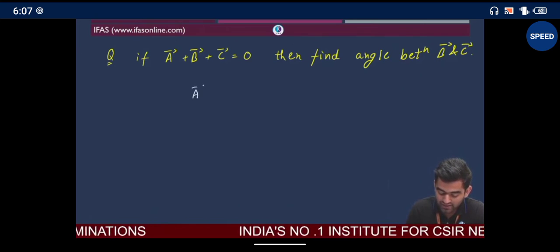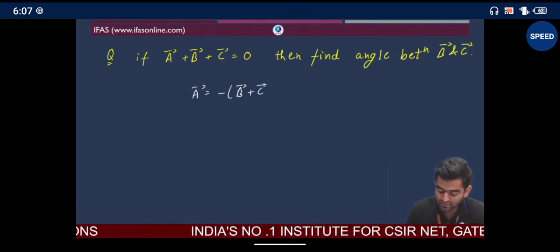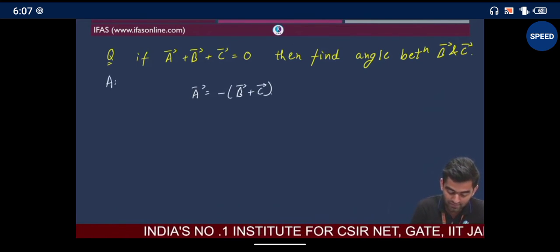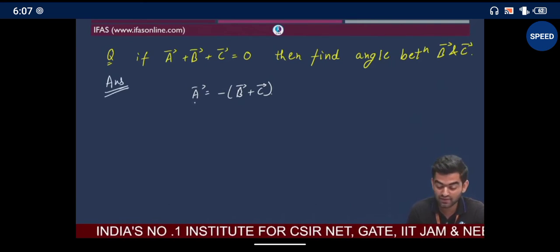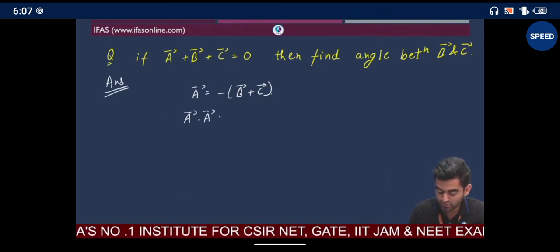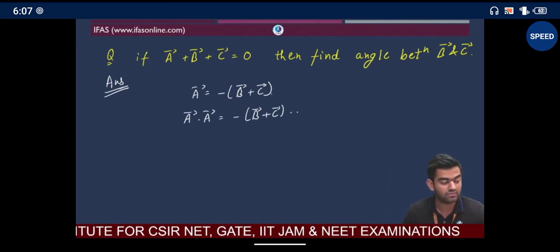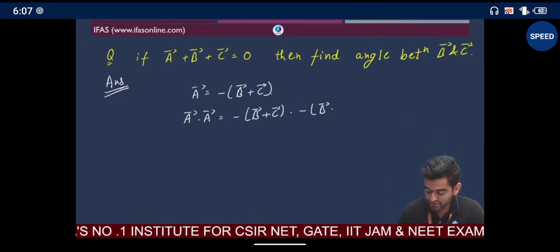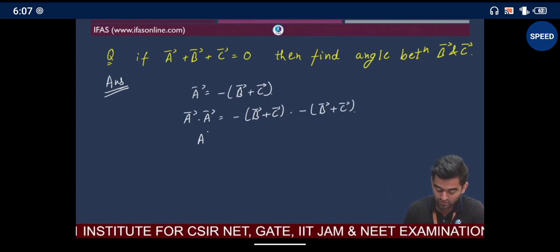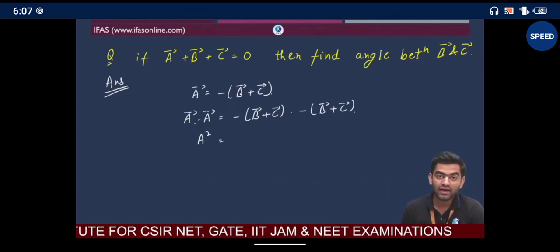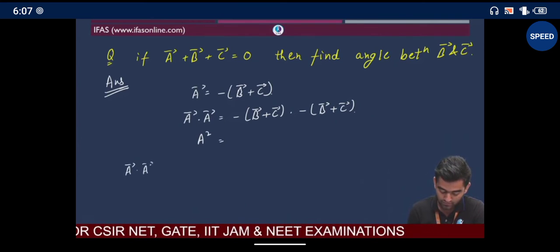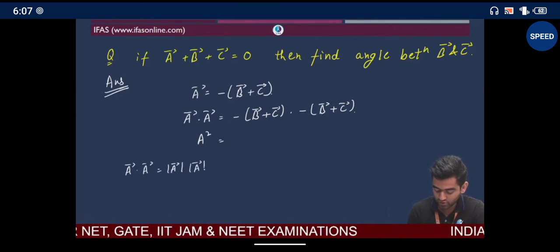This is written in this form. Let me write A vector is equal to minus of B vector plus C vector. I can simply write it in this manner, right? Now let me take the dot product of A with itself. A vector dot product with itself will simply give me A square, as I am taking the A vector dot with A vector, which is nothing else but the magnitude of A into the magnitude of A into cos theta.